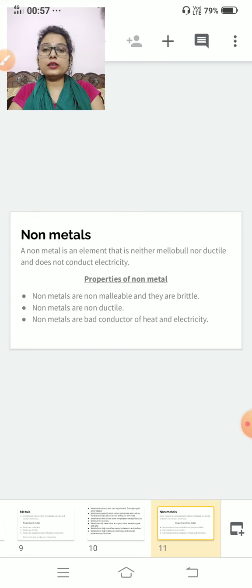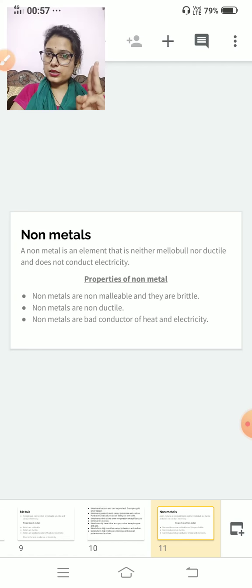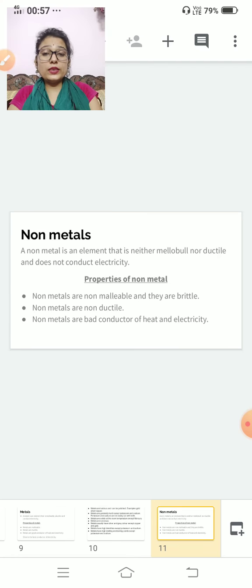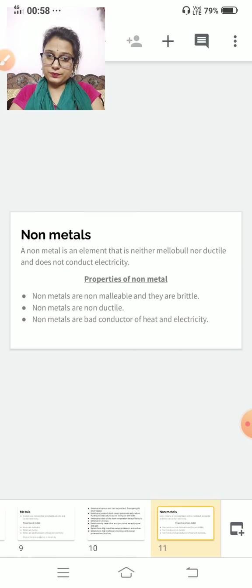So non-metals are non-malleable and non-ductile, and they do not conduct electricity. Metals are malleable, ductile and conduct electricity. Non-metals are non-malleable, non-ductile and do not conduct electricity. Clear? So non-metals are non-malleable; they are brittle. Non-malleable means we can't convert a non-metal into thin sheets. Non-ductile means we cannot convert a non-metal into thin wire.